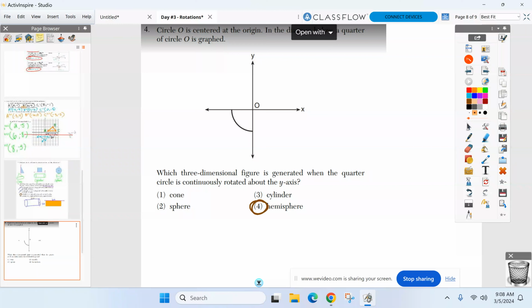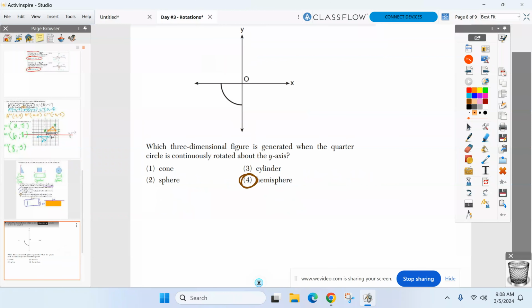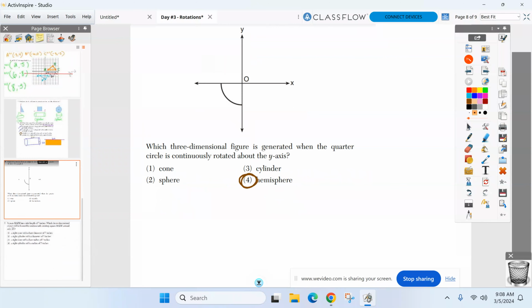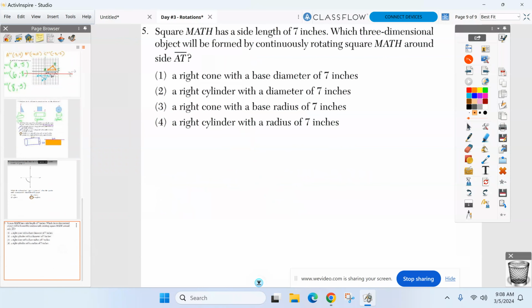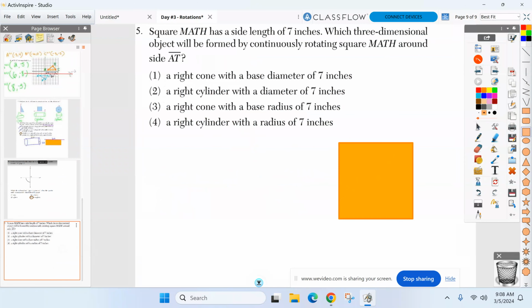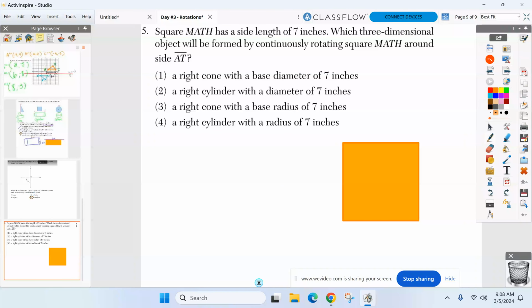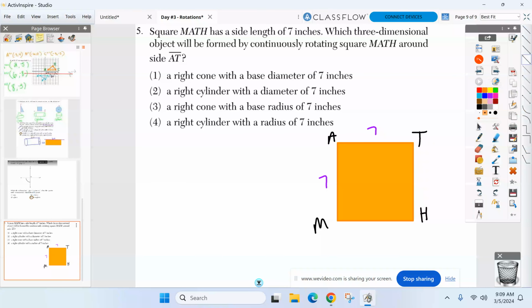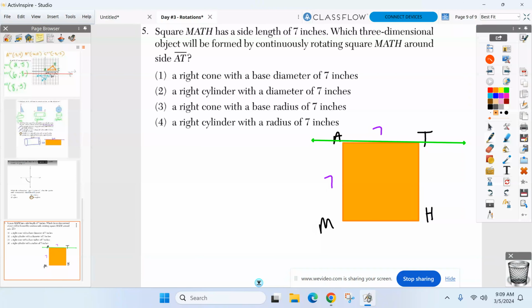And then one more. A square. Every side is 7 inches. And we're going to rotate it around AT. Well, let's eliminate 2 of these choices right now. It's going to form a what? Definitely a cylinder. So not a cone, that's from a triangle.